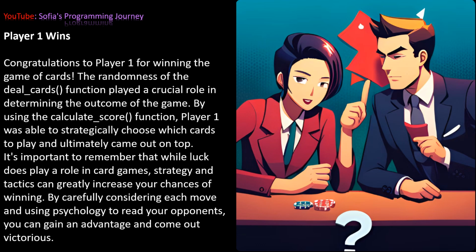Player 1 wins. Congratulations to player 1 for winning the game of cards. The randomness of the deal cards function played a crucial role in determining the outcome of the game. By using the calculate score function, player 1 was able to strategically choose which cards to play and ultimately came out on top. It's important to remember that while luck does play a role in card games, strategy and tactics can greatly increase your chances of winning. By carefully considering each move and using psychology to read your opponents, you can gain an advantage and come out victorious.